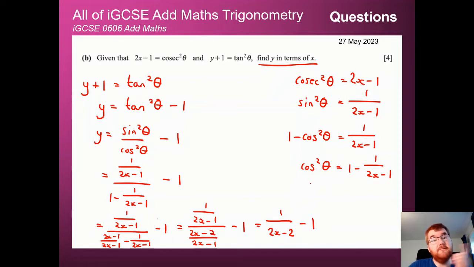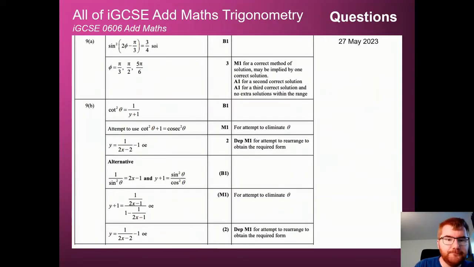And looking at the mark scheme from before, I'm assuming they are happy with this way of expressing it. So yeah, you can see that's the answer down here that we did, and then the answer to the previous question. So pi over 3, pi over 2, and 5 pi over 6.